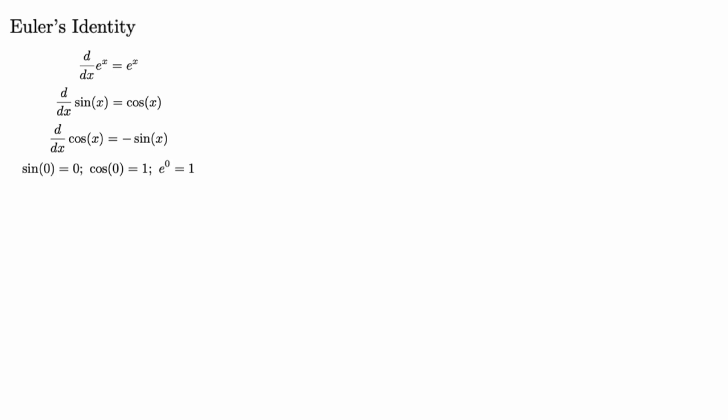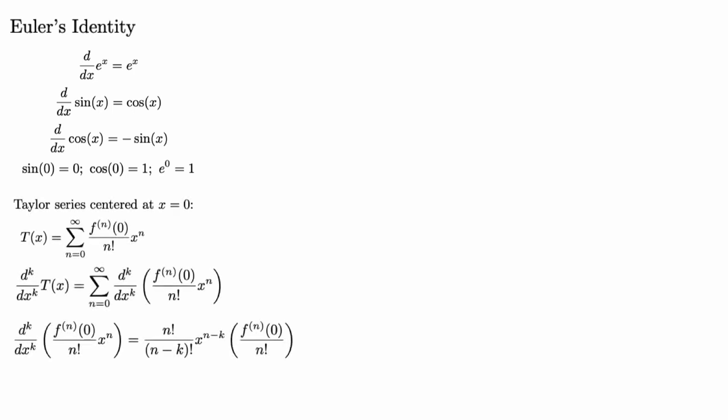Hello, in this video I will demonstrate how to derive Euler's identity. We'll start with a few basic derivatives. The derivative of e to the x is e to the x, of sine of x is cosine of x, and of cosine of x is negative sine of x. The values that these functions take at x is equal to 0: sine of 0 is equal to 0, cosine of 0 is equal to 1, and e to the 0 is equal to 1.